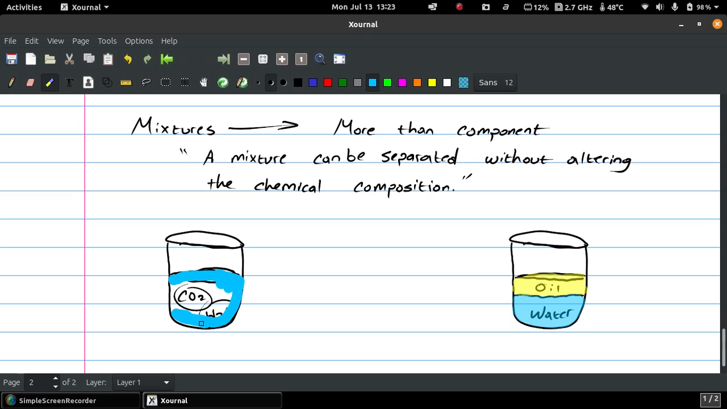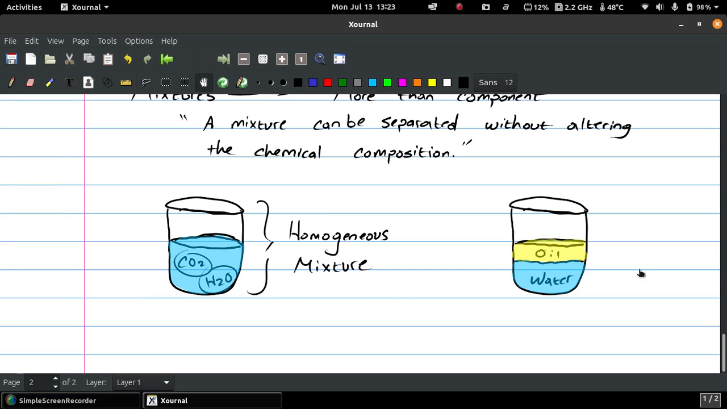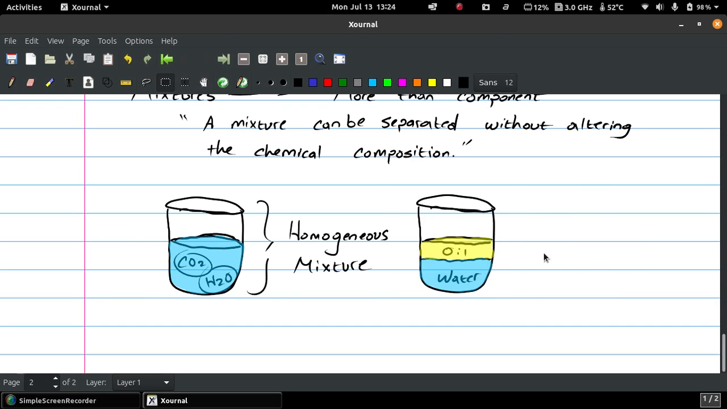So this is the biggest difference that I can relay in terms of this concept: all mixtures aren't created equal, because right here, if it looks like one thing, it's a homogeneous mixture. And over here, because it looks like two things, it's a heterogeneous mixture. Sorry, I'm not the best at spelling.